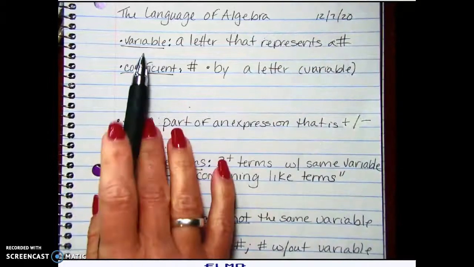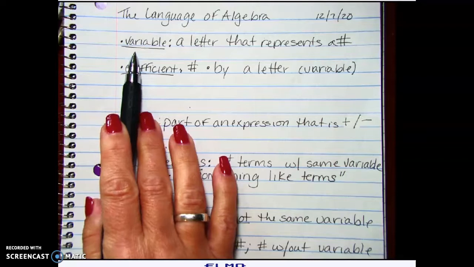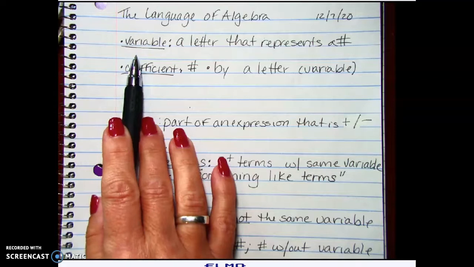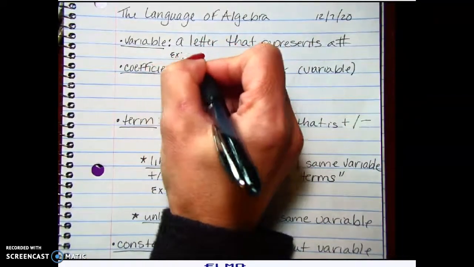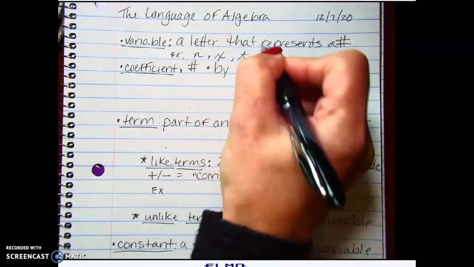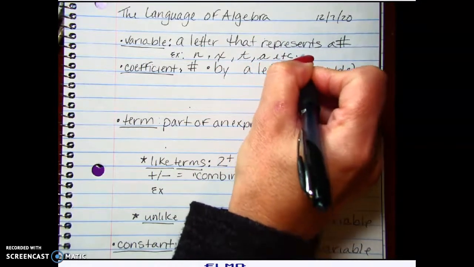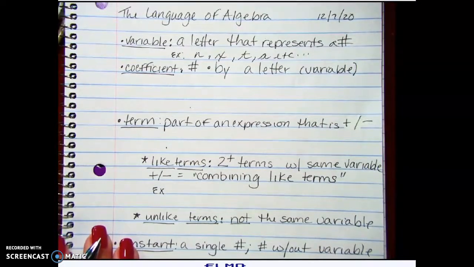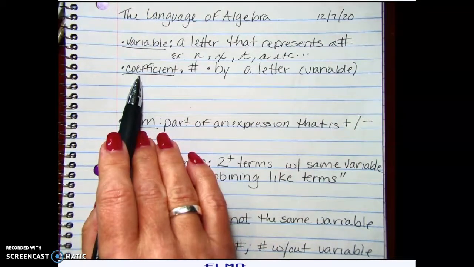To start off, we're going to start with the word variable. You are familiar with this word. We've written it down a couple different times and talked about it. But a variable is a letter that represents a number. So for example, you could have N, you could have X, you could have T, you could have A, etc. And you will see lots of different variables. And actually, you've seen lots of different variables already. The next term is a coefficient.